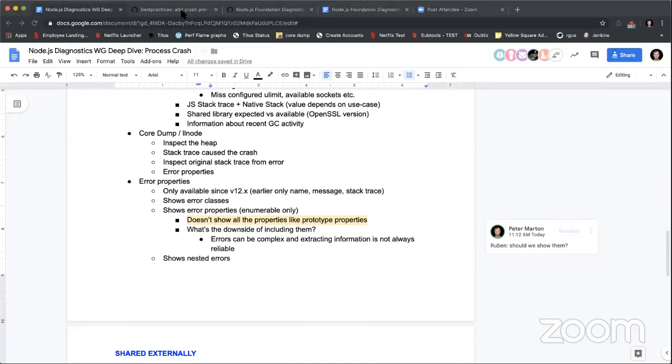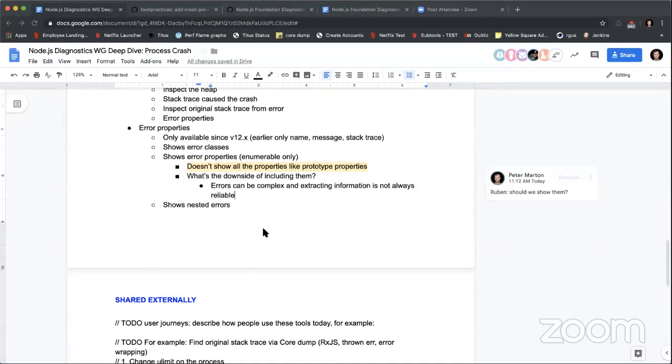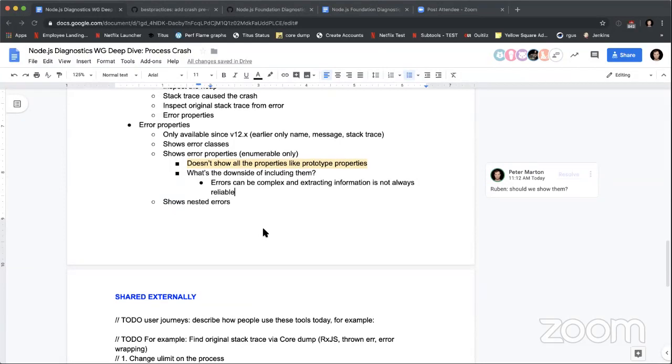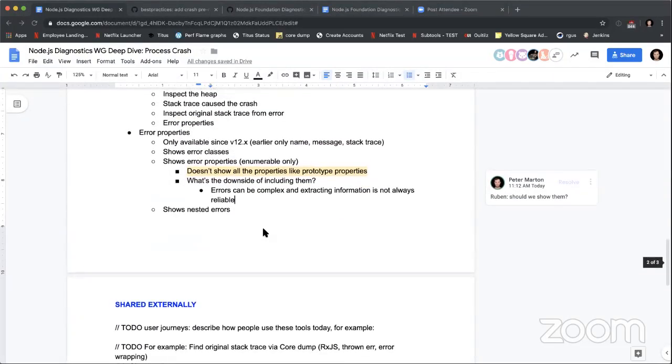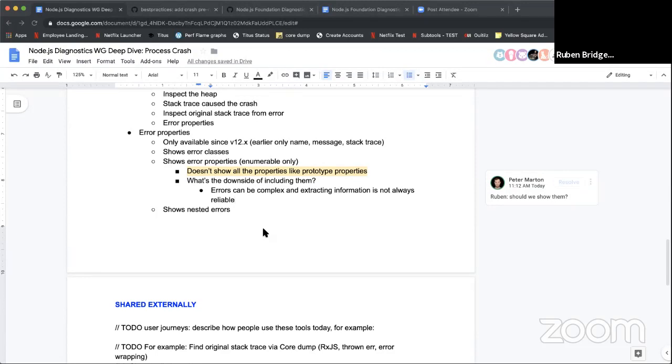I mean, more information, I guess, is better, but to be honest, we are not Node.js, so I don't really have the experience of even what having the properties means. But it's not about the core dumps, really. It's just about getting more information to the user.